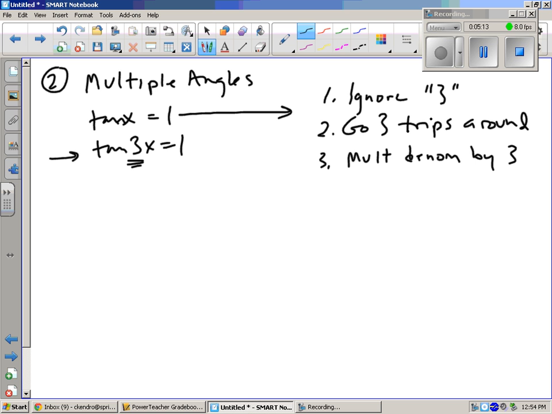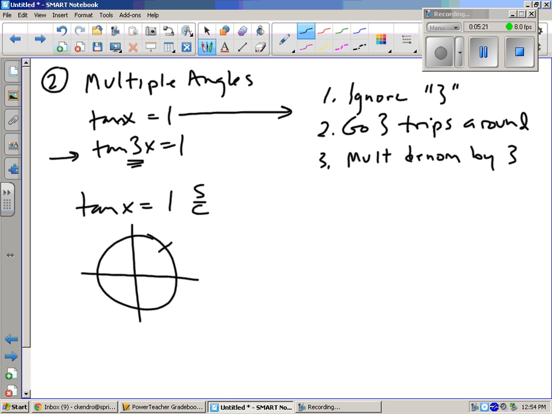So let's think about this. Where does tangent of x equal 1? Well, hopefully by now you know that tangent is sine over cosine, so the combination has to be 1. That happens at pi over 4 because those are both root 2 over 2's. So pi over 4, and then the two negatives would also be, that would be 5 pi over 4. So those are your two answers.